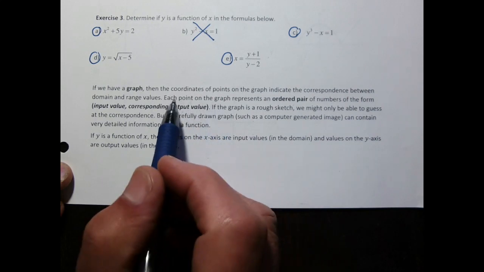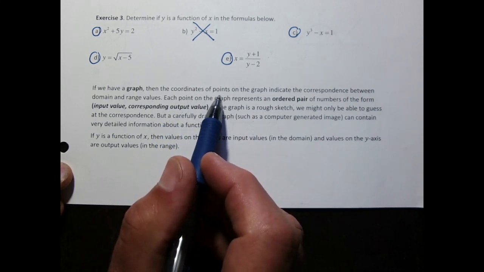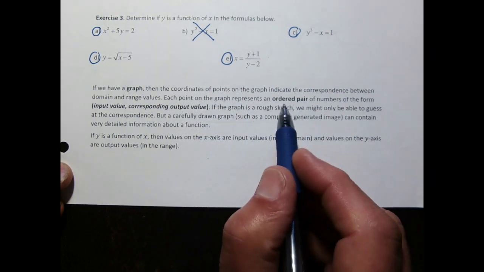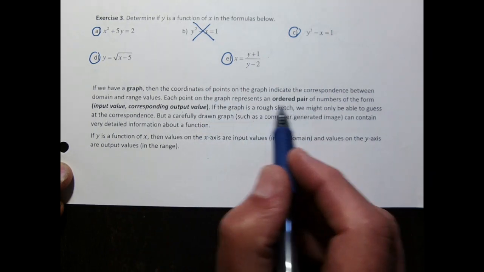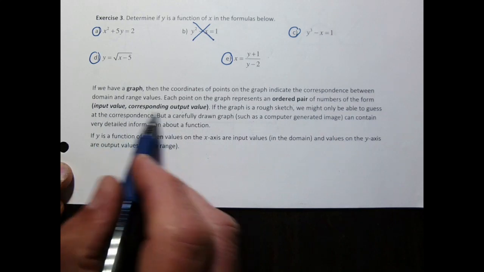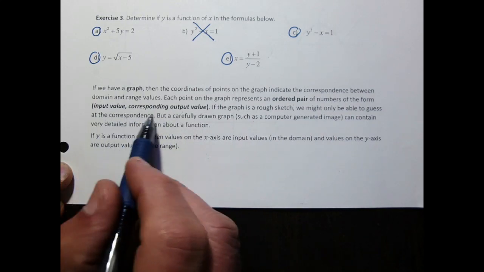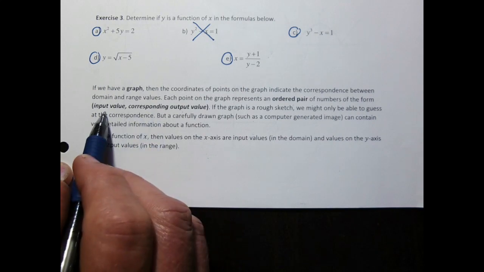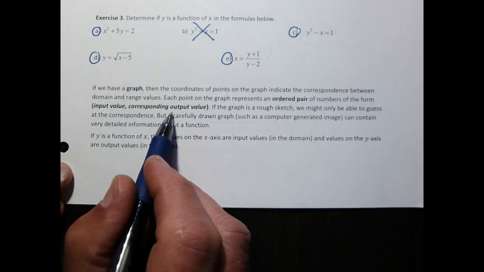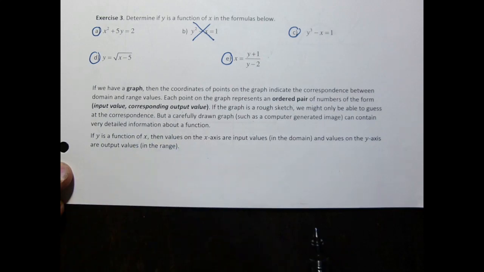Now, a graph consists of points that we plot. Each point is represented by an ordered pair of numbers, right? Those are two numbers in parentheses. Usually we think of it as an x value first, a y value second. As far as functions are concerned, that's like an input value followed by the corresponding output value.